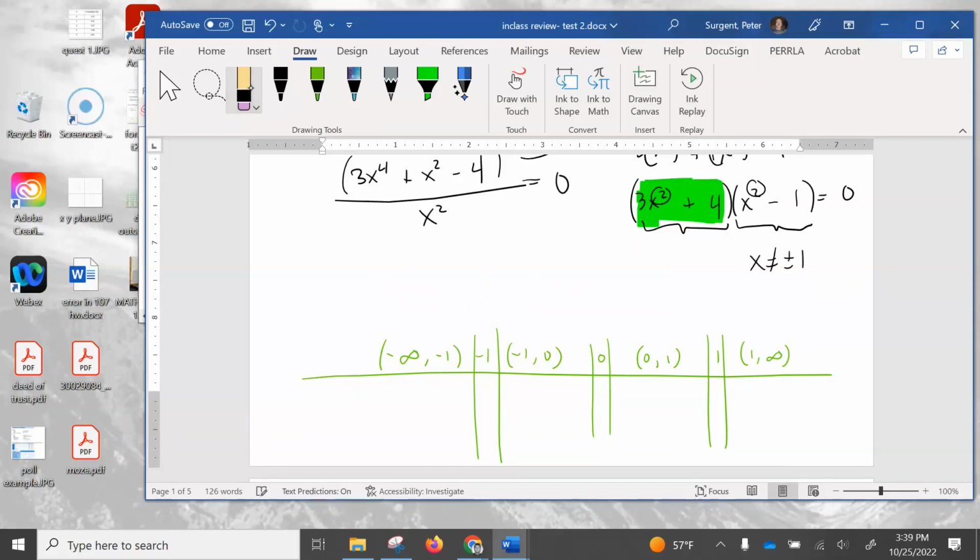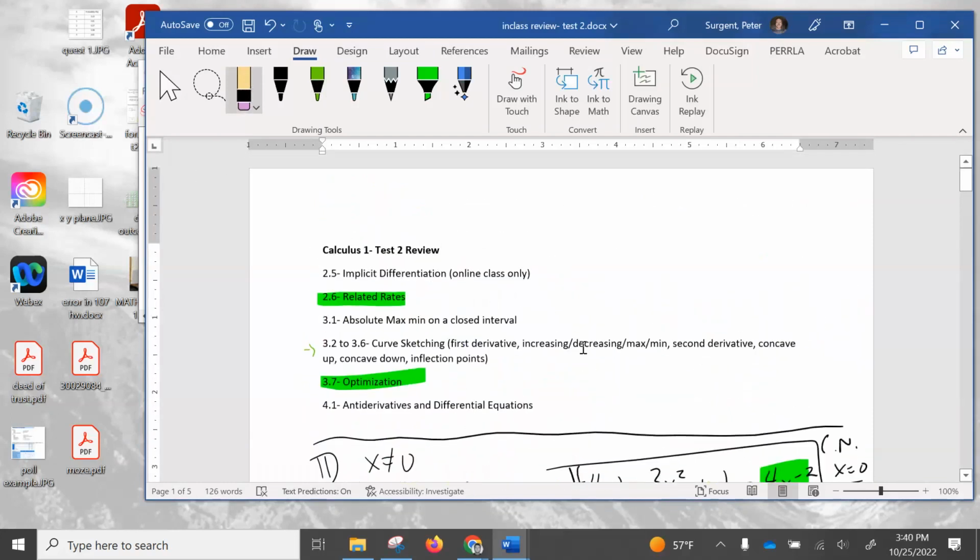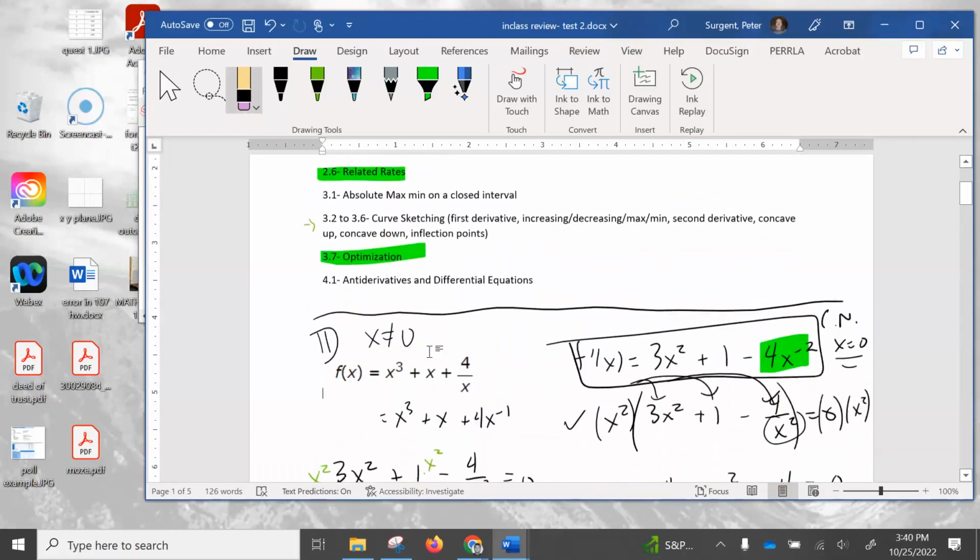Let's go back to the test review. What will you have to do on Thursday? All this stuff. What do you guys want to do? Remember your absolute max and min. Don't forget you have to test those endpoints. We should probably do one of those just to remind you about those. And then we could always work on the word problems. Let's start there.